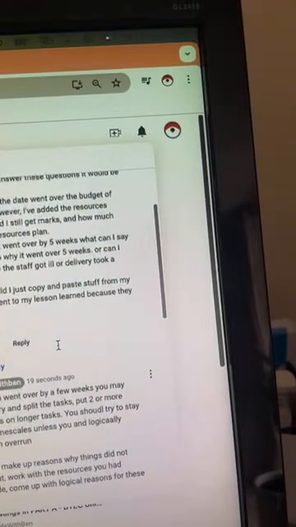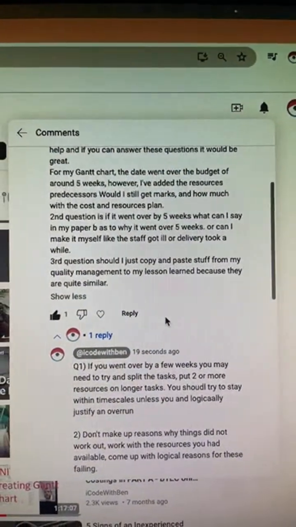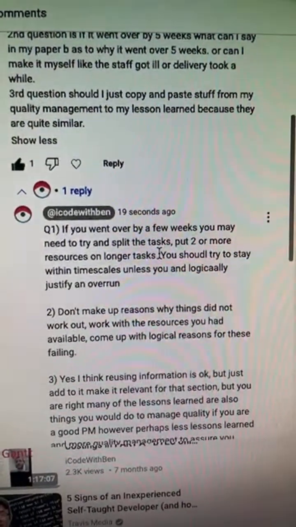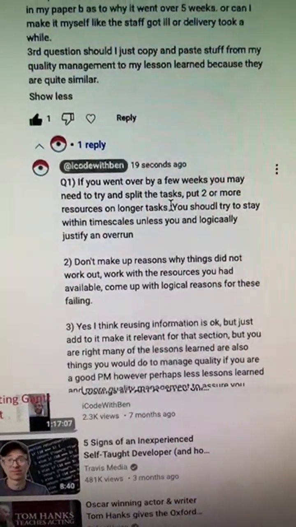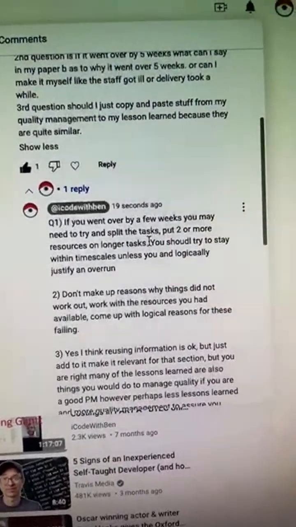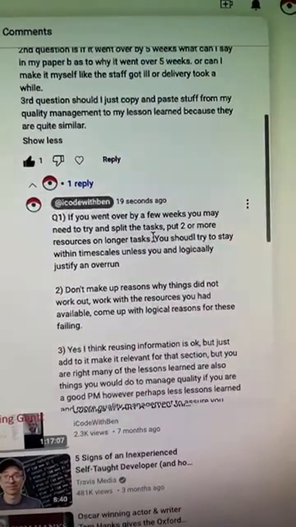His second question was, should he basically make things up? I said, don't make up reasons why resources did not work out. Come up with reasons by working with the resources you have available and the things they tell you in the paper. Come up with logical reasons for these failing. You shouldn't just say, oh, there was a nuclear attack, or, oh, there was a coronavirus, when it's not mentioned in the paper. Just stay within their guidelines. They'll give you all the information you need, so work with that.